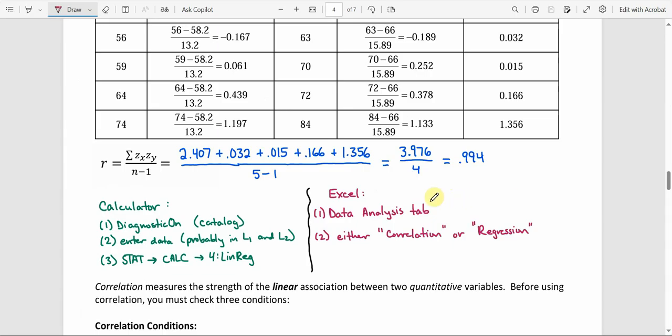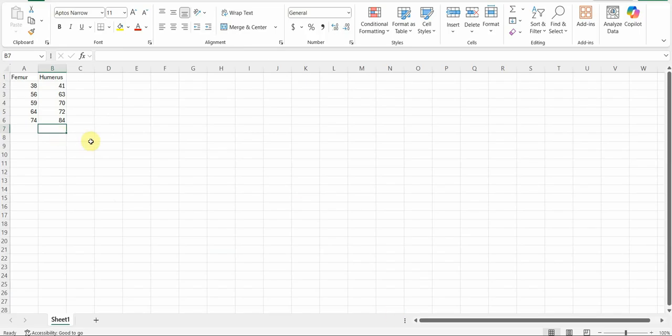All right, so then going back here, you could also do this in Excel. So if you're going to use Excel, the data analysis tab will do it, and there are a couple of options that will give you the correlation. Regression will give you more than just the correlation, but it will throw that in along with a bunch of other stuff. Correlation will pretty much just give you the correlation. So I can show you what happens here. If we go to Excel, I've already got the data in here.